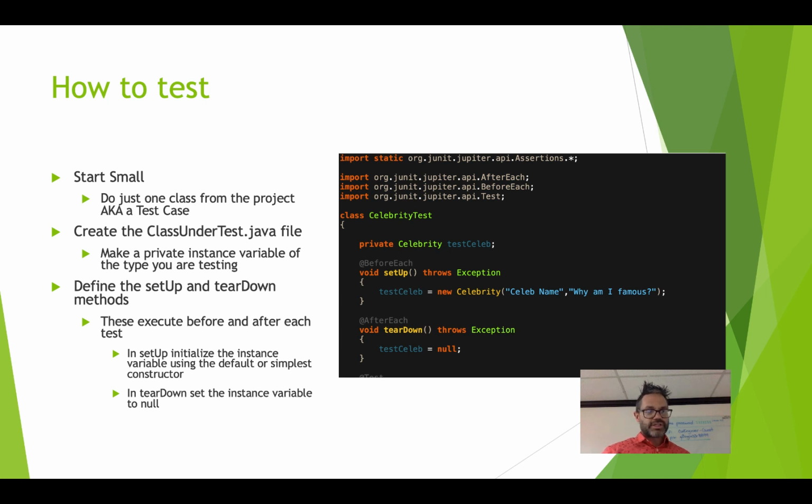You also want to create your setup and teardown methods. As you can see right here, they're both void type methods, and they throw exceptions that could happen if something goes wrong. These initialize both before and after every single test.